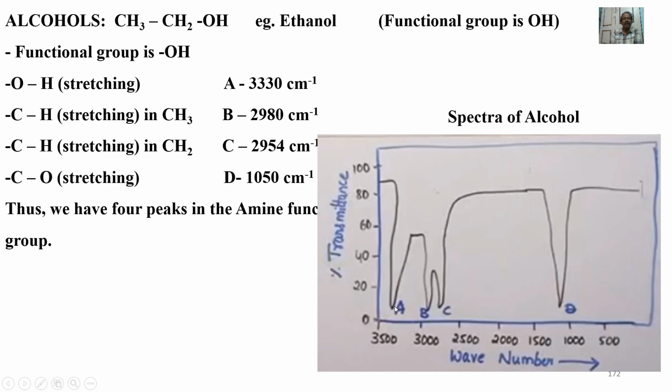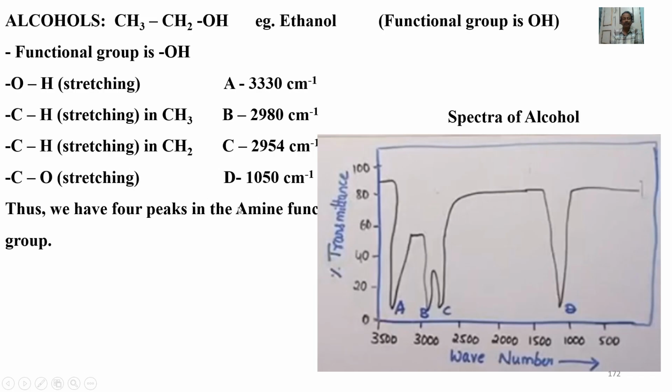What is the next one? At point B, this is the C-H stretching in CH3. Similarly, we have C-H stretching in CH2, and this lies at 2954 per centimeter. Then the next bond is C-O stretching, which is observed at D equals 1050 per centimeter. Thus we have 4 peaks in the alcohol functional group.